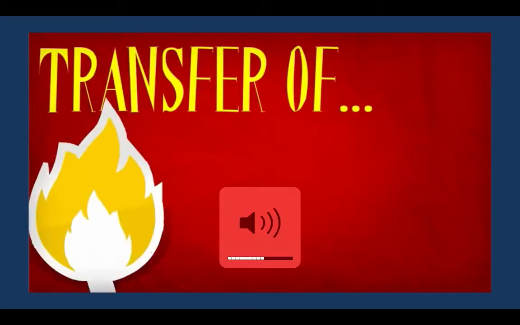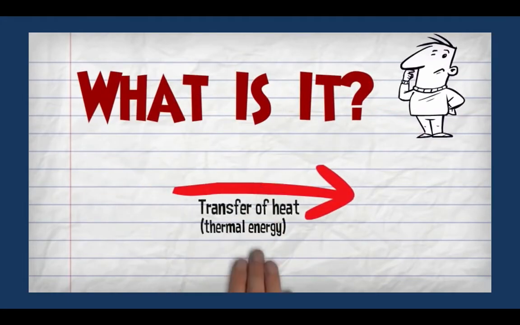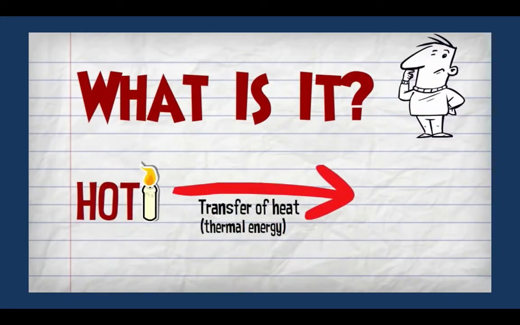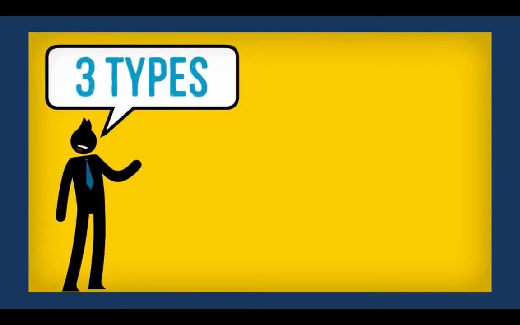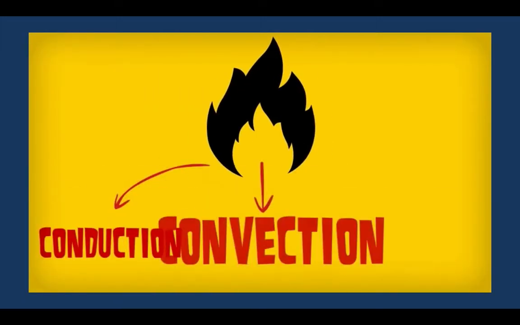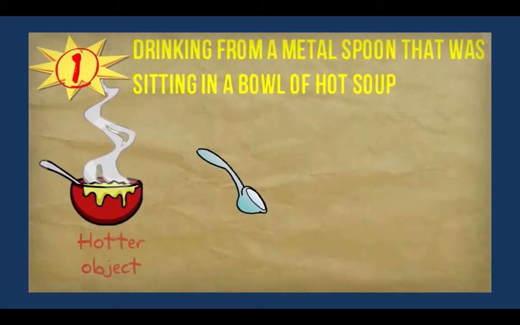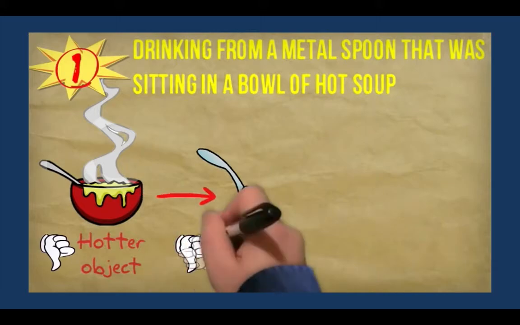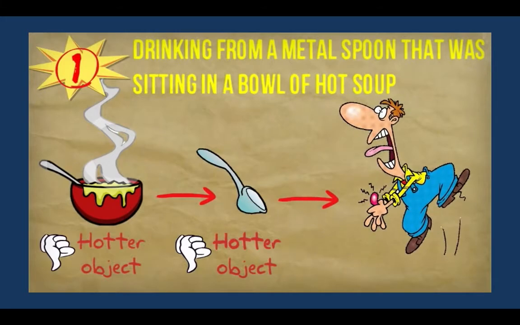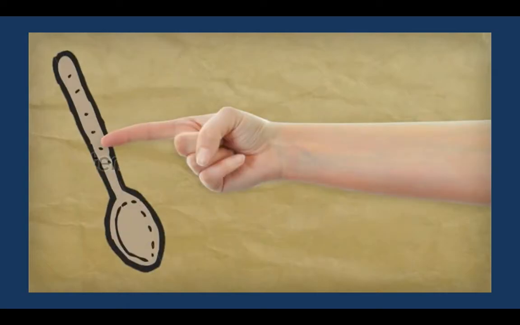Transfer of thermal energy. What is it? Heat transfer is the movement of heat from a place with a higher temperature to a place with a lower temperature. There are 3 types of heat transfer: conduction, convection, and radiation. Here are 2 examples of heat conduction. First one, drinking from a metal spoon that was sitting in a bowl of hot soup. The soup loses some of its heat by transferring it to the spoon, which in turn gains temperature and conducts heat to the boy's finger, burning it. However, the boy easily solves this problem by switching his metal spoon into a spoon made out of wood.